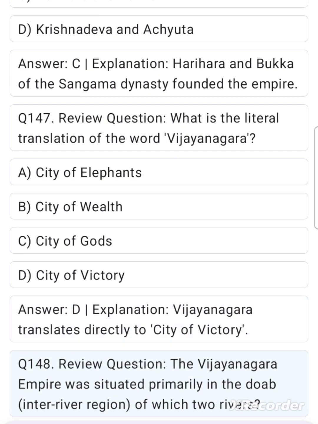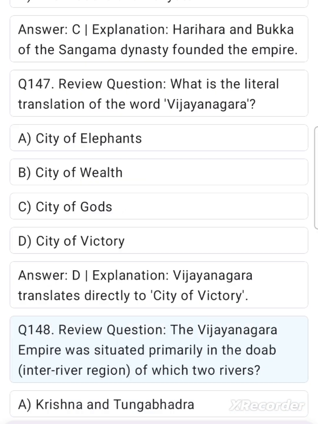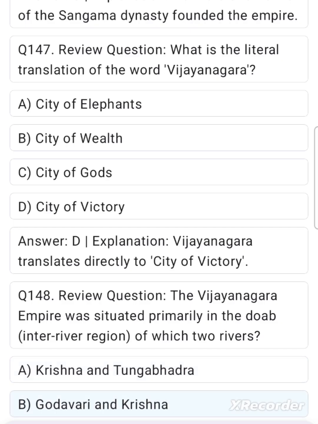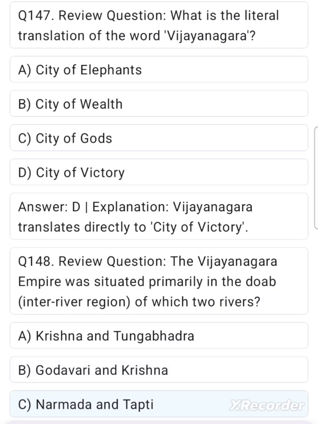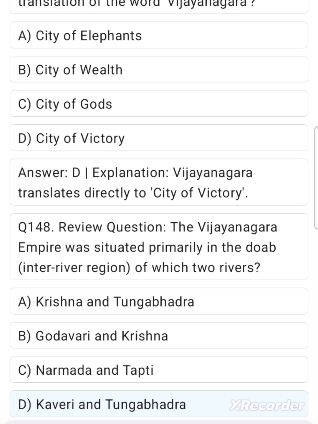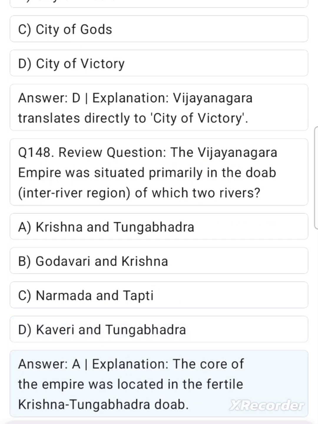Q 148. Review question. The Vijayanagara Empire was situated primarily in the Doab, the inter-river region, of which two rivers? A. Krishna and Tungabhadra. B. Godavari and Krishna. C. Narmada and Tapti. D. Kaveri and Tungabhadra. Answer: A. Explanation: The core of the empire was located in the fertile Krishna-Tungabhadra Doab.